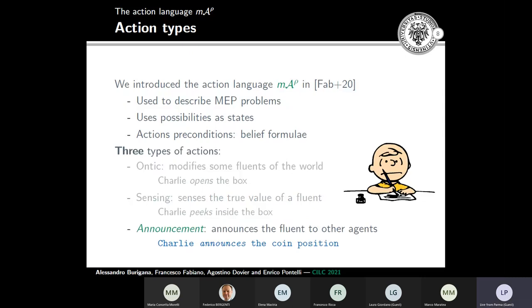Then we have the announcement kind of actions, where agents can modify others' beliefs by saying something they know. So for example, if Charlie learns the coin position, he might announce it to somebody else to affect their knowledge or their beliefs.